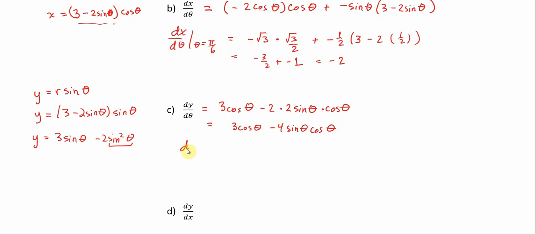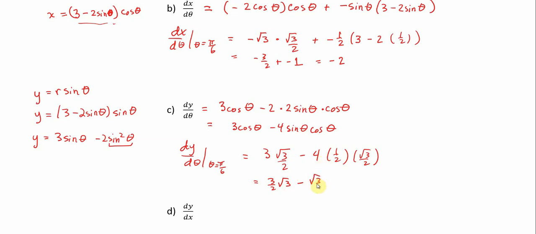And then we want to know dy d theta when theta is equal to pi over 6. So 3 times cosine of pi over 6, 3 over 2, minus 4 sine of pi over 6, which is 1/2. Cosine of pi over 6 is root 3 over 2. So all of this cleans up pretty nicely. We get 3/2 root 3 over 2 minus 2. No, minus just root 3 over 2.